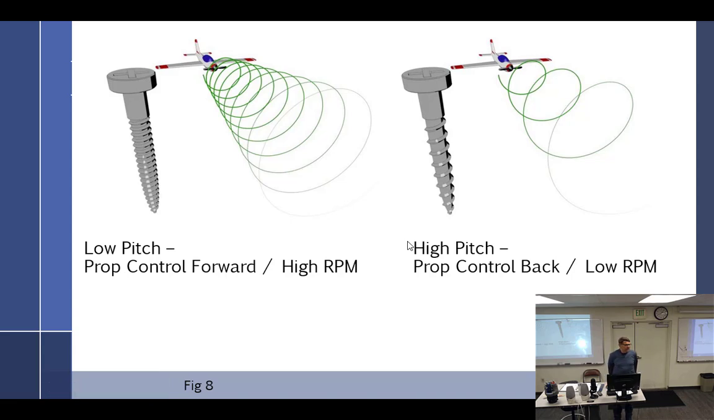So low pitch, which really should mean low blade angle, is prop control forward, high RPM. We've got to get used to that now. What color is that knob? Red. It's blue. It's a primary. Good job trying to trick him. Very comfortable. Go ahead and pull that.